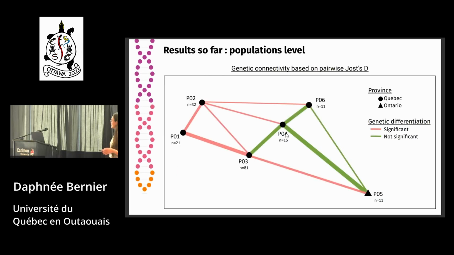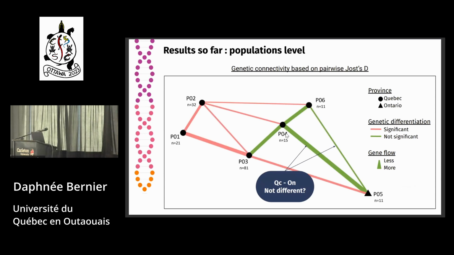The first thing we can see is the color. A solid red line means the populations are significantly different according to the pairwise Jost's D, while those in green are not significantly different. Another thing we can see is the thickness of the line, representing the genetic distance estimated by Jost's D. So first, Quebec and Ontario do not seem to be different in this analysis.